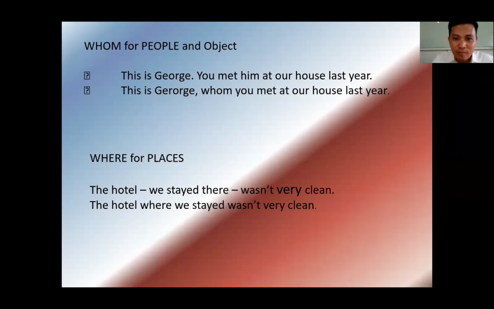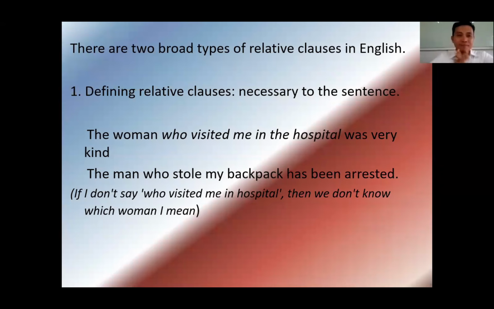This is George, whom you met at our house last year. Okay, and then where? For places. The hotel we stayed there wasn't very clean. The hotel where we stayed wasn't very clean. Okay, so the next slide.